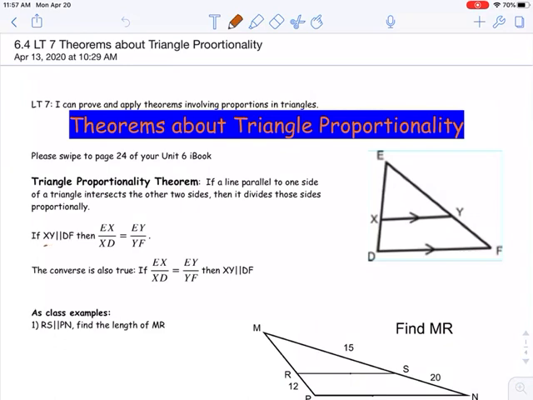So this is saying we have XY and DF. These two sides are parallel, and XY specifically is intersecting both sides. Then we have this true proportion, EX over XD equals EY over YF. And the converse of this is true as well. If that's a true proportion, then those lines must be parallel.